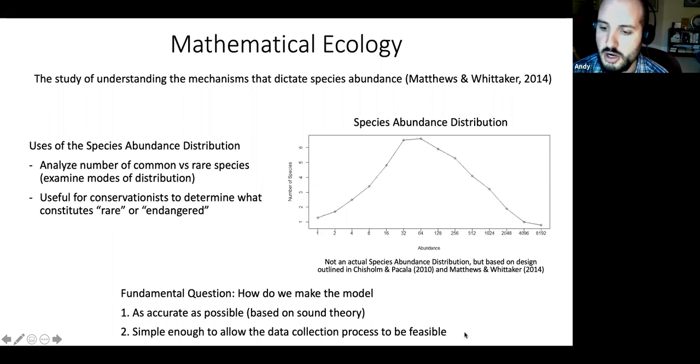You can see here, I'm looking at powers of 2 on the x-axis, and the y-axis could either be the number of species, as I have here, or an actual probability, so you've got more of a density function. The number of modes matters a lot, because if you have one mode, then you're looking at a few species that are rare or common and a lot in between. If you have 2 modes, then sometimes it's more of a rare or common species distinction. It's useful for conservationists to determine what constitutes rare or endangered, and you can analyze the number of common and rare species. So how do you make the model accurate, but also simple enough to make the data collection feasible?